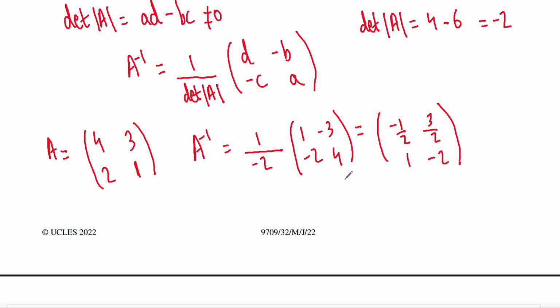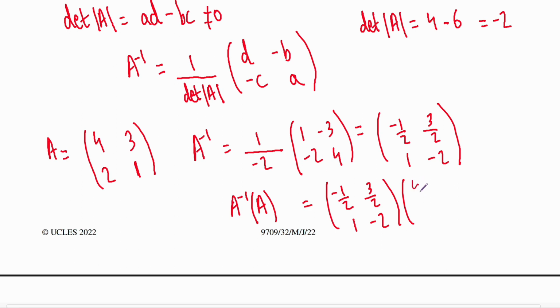How do I know I'm correct? Okay, so the reason this is the inverse is because let's say you did A inverse times A. Let's try it and see what happens. So you're going to multiply A inverse and A together. So you're going to have negative 1/2, 3/2, 1, and negative 2. And you're going to multiply that by original matrix A. So that's 4, 3, 2, and 1. So let's multiply and see what happens.